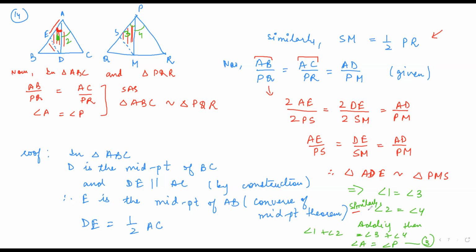I think this "similarly" was actually important here, because in place of "similarly", you can also write: if we do the construction on the right hand side, we get angle 2 is equal to angle 4. You can just write it in one line.